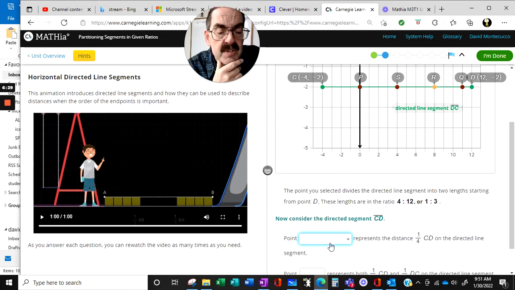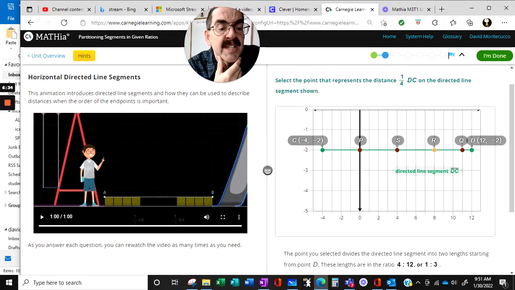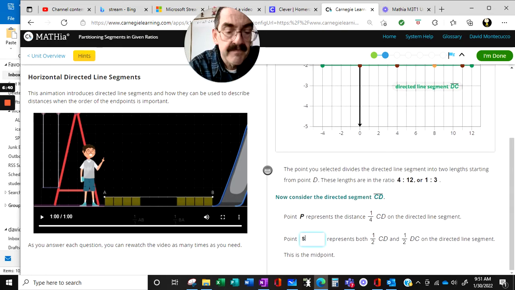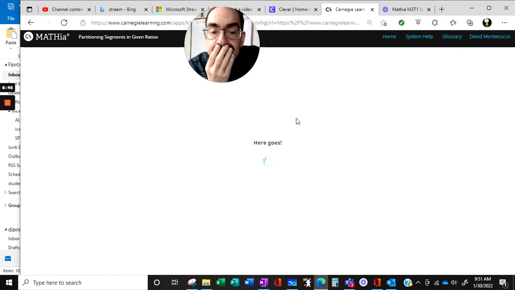1, 2, 3, 4. Now let's try point P. The point that represents the halfway point would be 8 units. 1, 2, 3, 4. 1, 2, 3, 4. S. I like it. Good. Ship it.